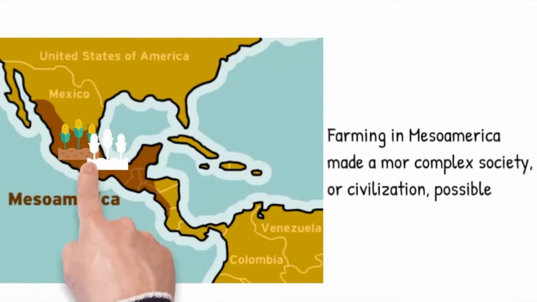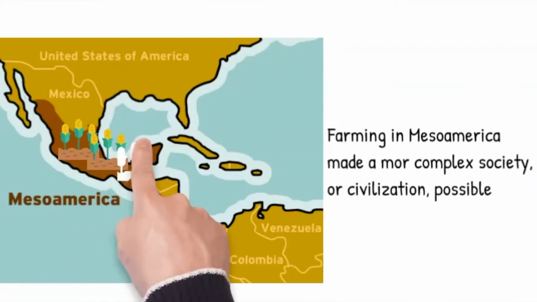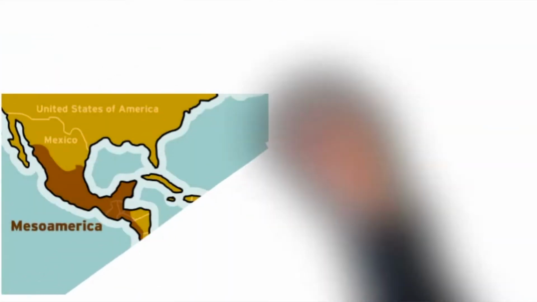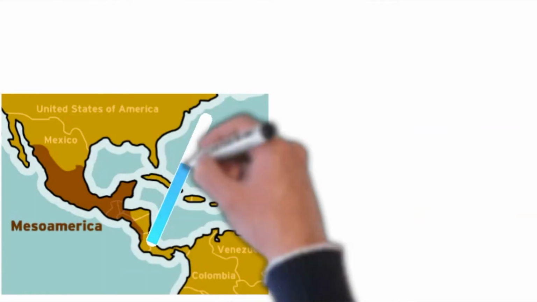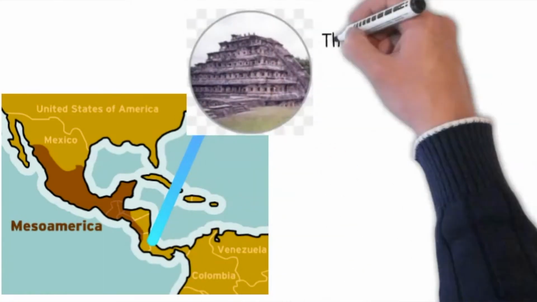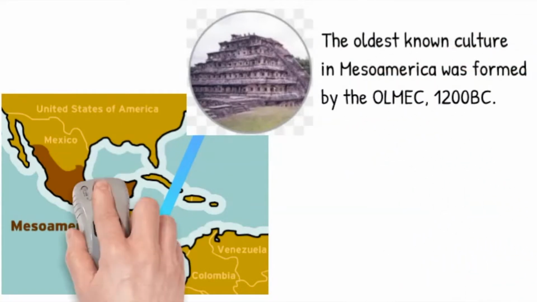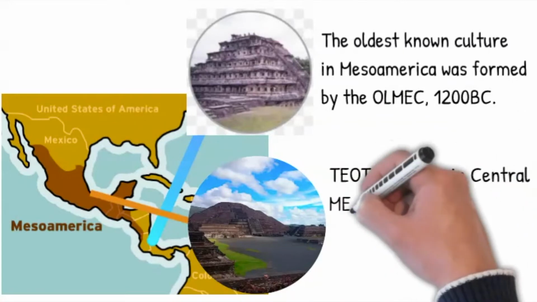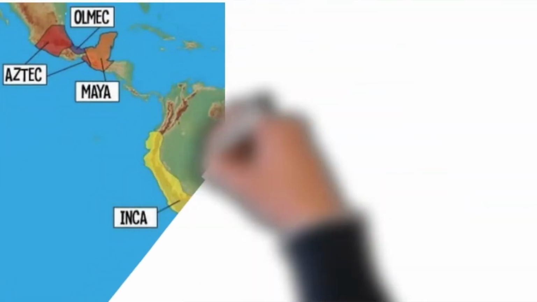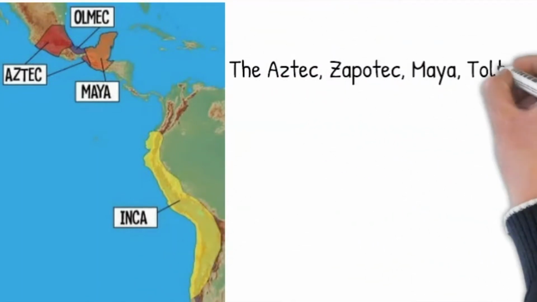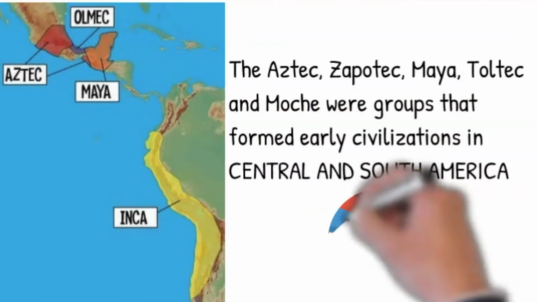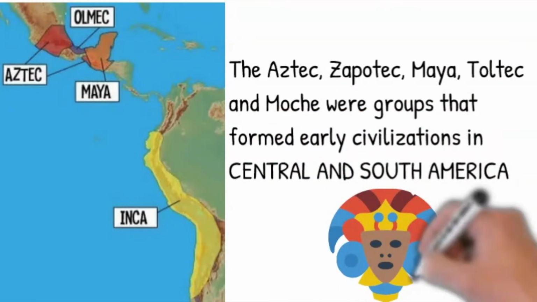The farming in Mesoamerica made a more complex society or civilization possible. The oldest known culture in Mesoamerica was formed by the Olmec about 1200 years before Christ. Teotihuacan in central Mexico was one of the first planned cities in the Americas. The Aztec, Zapotec, Maya, Toltec, and Moche were groups that formed early civilizations in Central and South America.